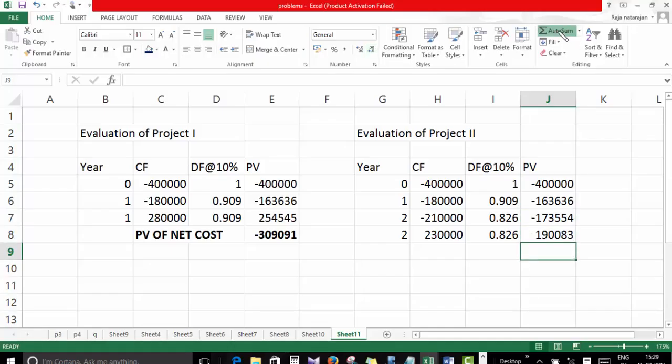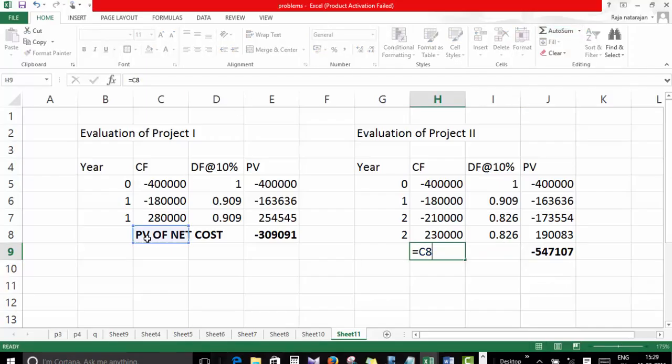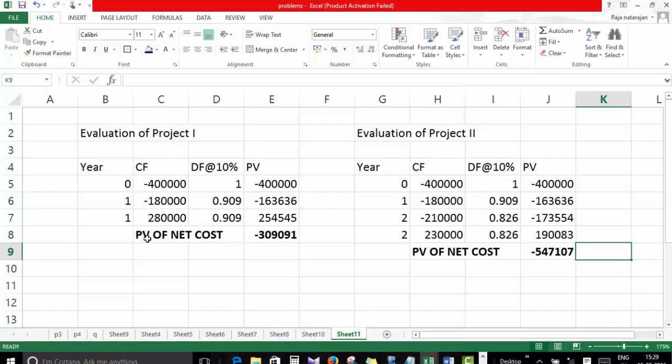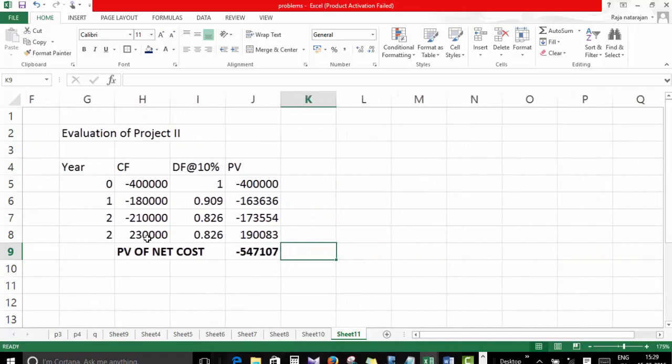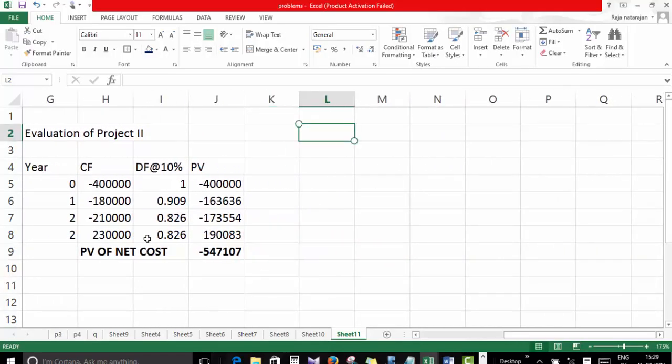And if I total this, let's see what I get. It is 5 lakh 47,107. This is the PV of net cost. Okay, this is going to be the PV of net cost for my project 2. That is where disposal is going to happen at the end of year 2. Next, we'll have evaluation of project 3, where we will dispose at the end of year 3.